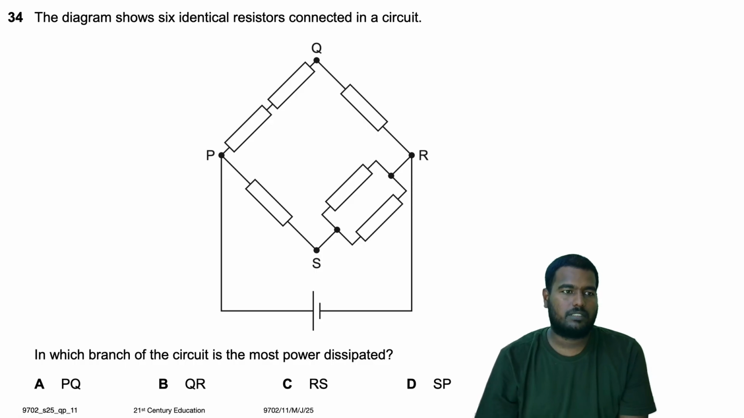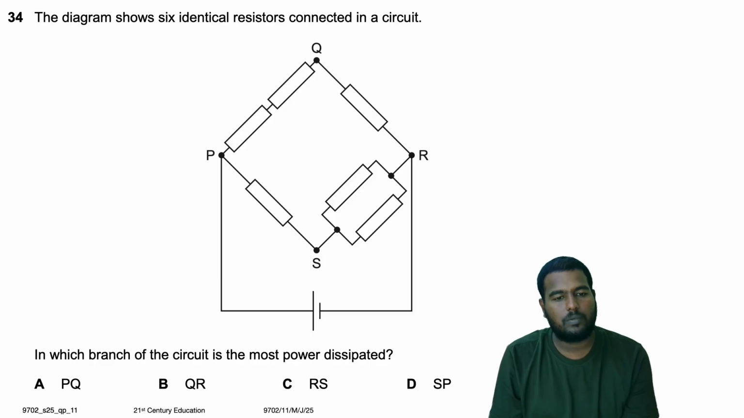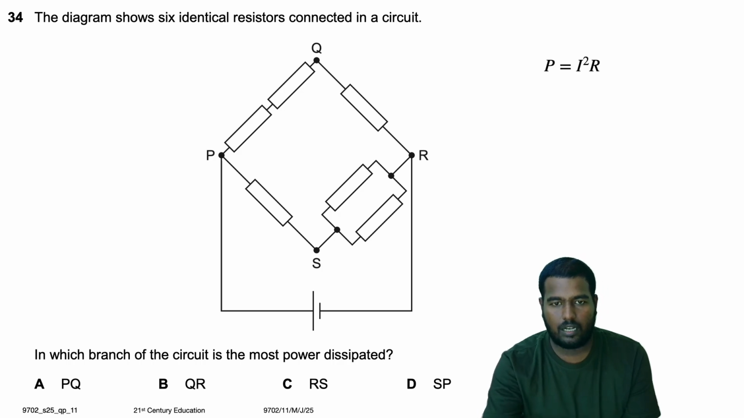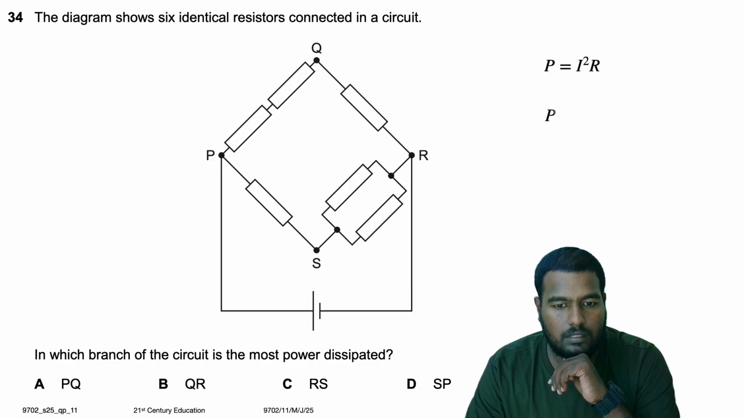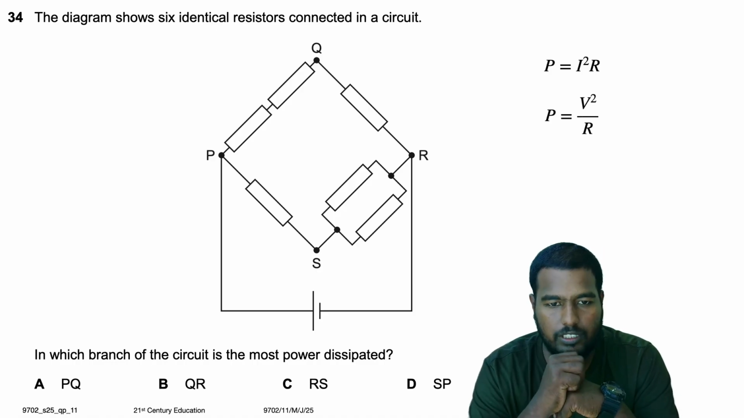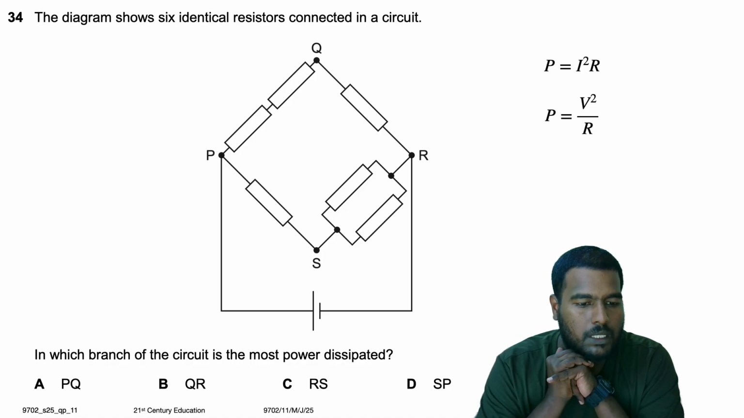Okay, interesting question. This diagram shows 6 identical resistors connected in a circuit. In which branch of the circuit is the most power dissipated? Super. There are two equations to find the dissipated power: P is I square R, or P is V square divided by R. We can use any of these formulas. Let's use P equal to I square R.